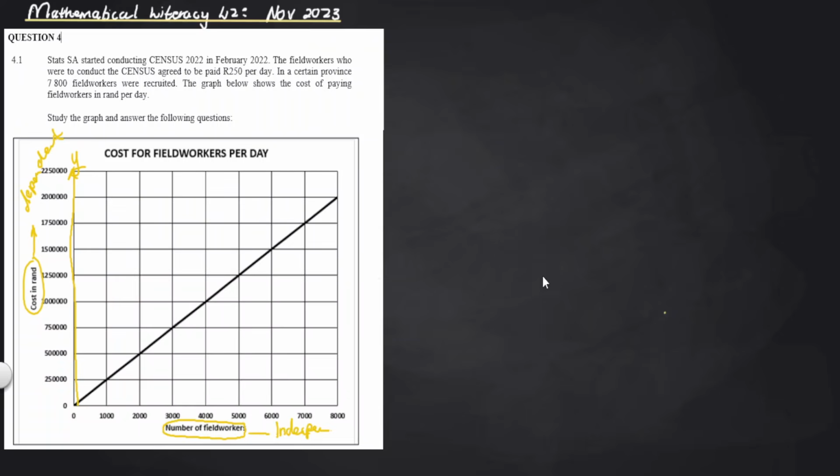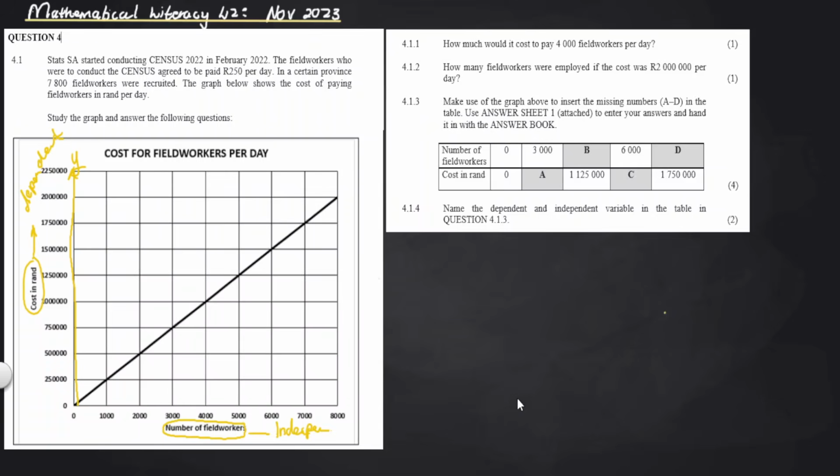All right, we are given a set of questions here. 4.1.1: how much would it cost to pay 4,000 field workers per day? So we go to the graph and read off a value. We have 4,000 workers. How much would it cost us to pay these 4,000 workers?